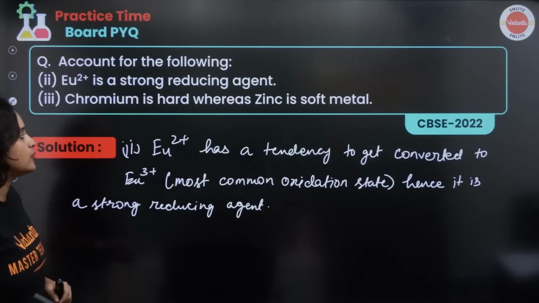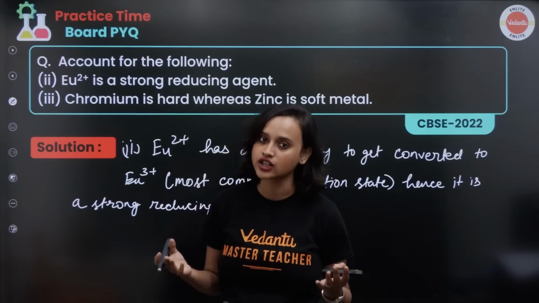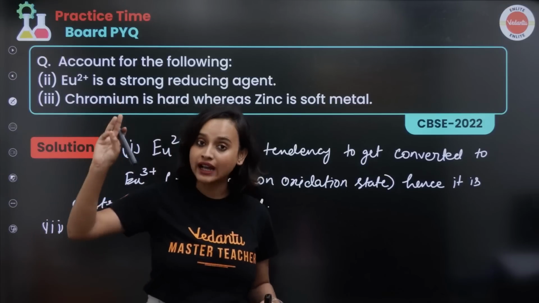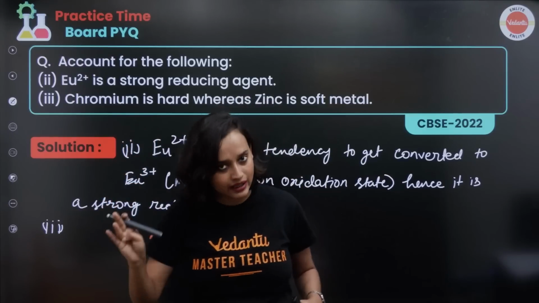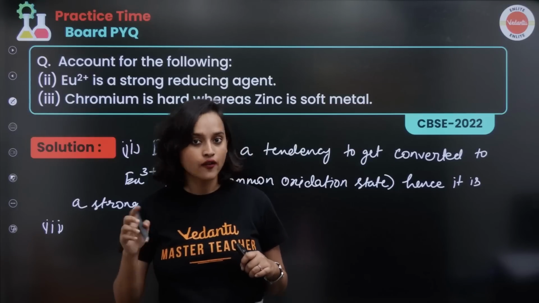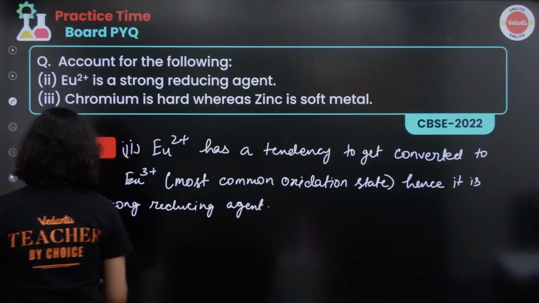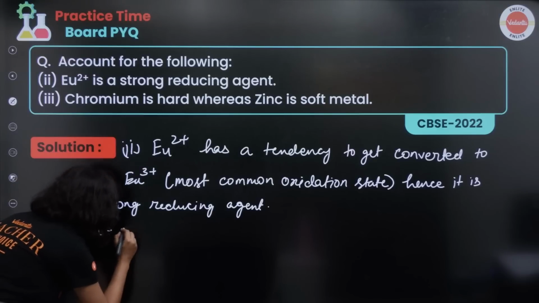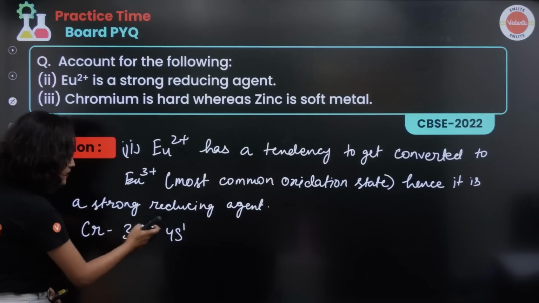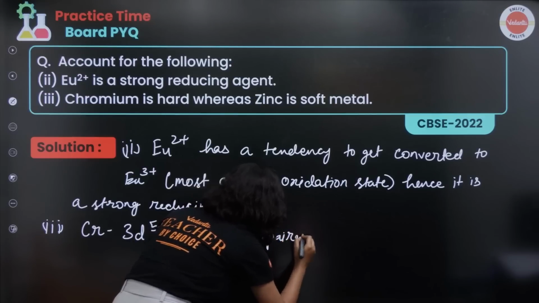Alright, now chromium is hard whereas zinc is a soft metal. Definitely, this is a question related to the electronic configuration. Let's check it out, everybody. What is chromium's electronic configuration or atomic number? Let's find out. Scandium, titanium, vanadium, chromium, manganese, isn't it? Now, chromium has 3d5, 4s1. It has 5 unpaired electrons. So let's write it down. Chromium, Cr, has an electronic configuration of 3d5 4s1. Actually it has 6 unpaired electrons, but let's focus on the 3d part: 5 unpaired electrons. Am I right?